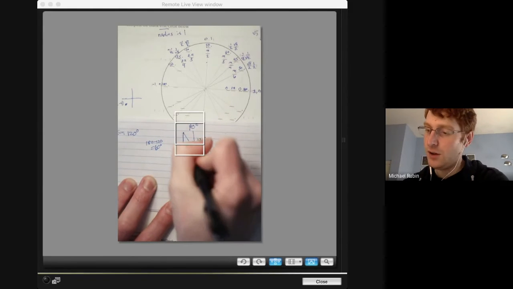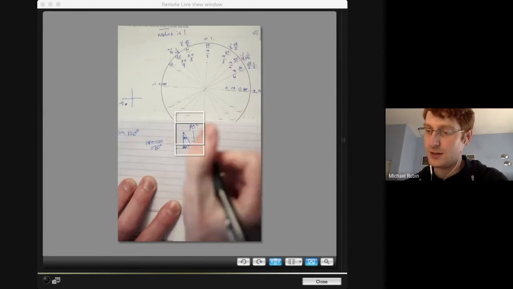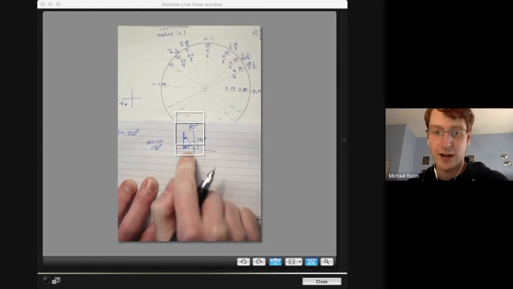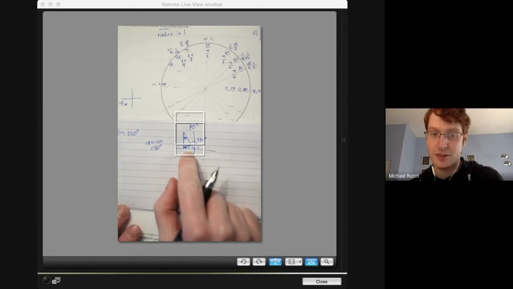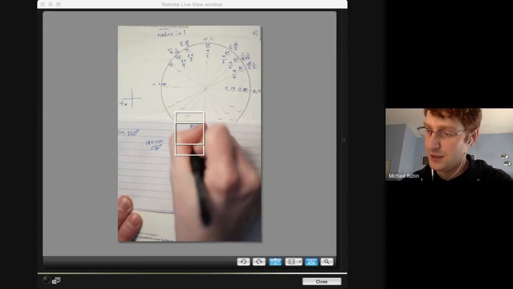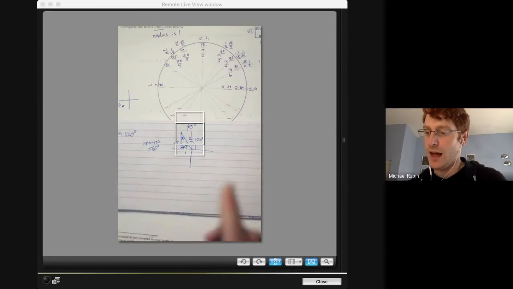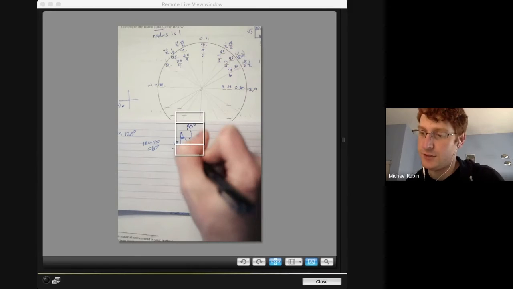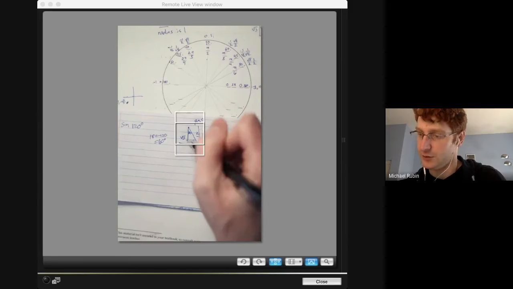But I know if this is 60 degrees, this is a right triangle. That's 30 degrees. I now have a special right triangle, with side lengths of 2, 1, and root 3, where the opposite of 30 is 1, the hypotenuse is 2, and the adjacent to the 30-degree angle, the opposite to the 60, is root 3.